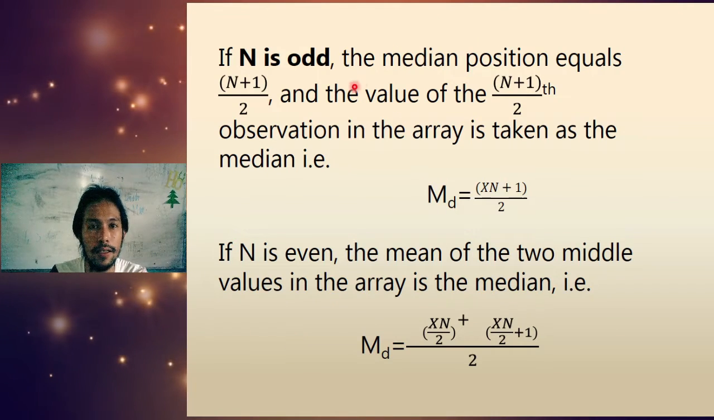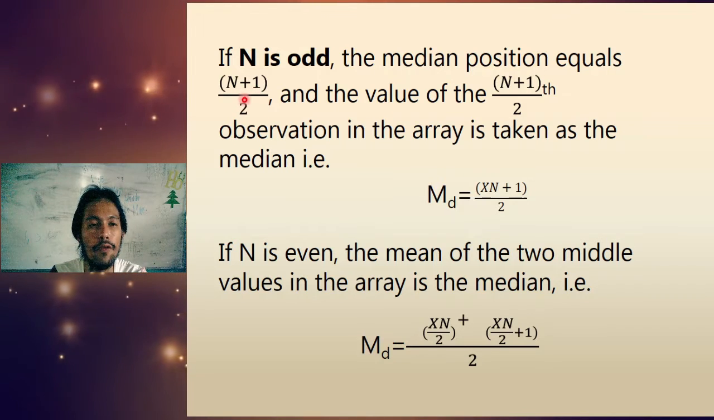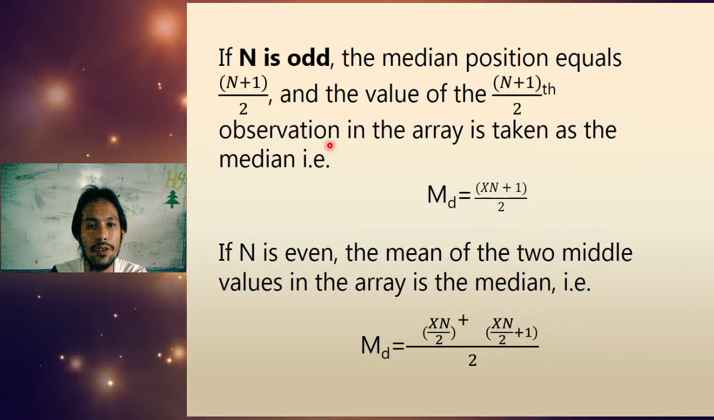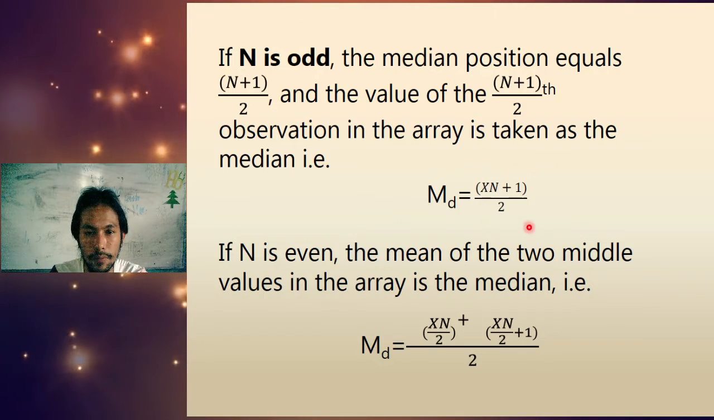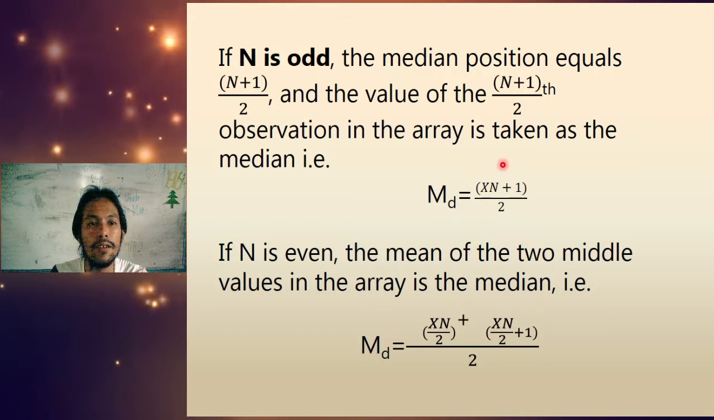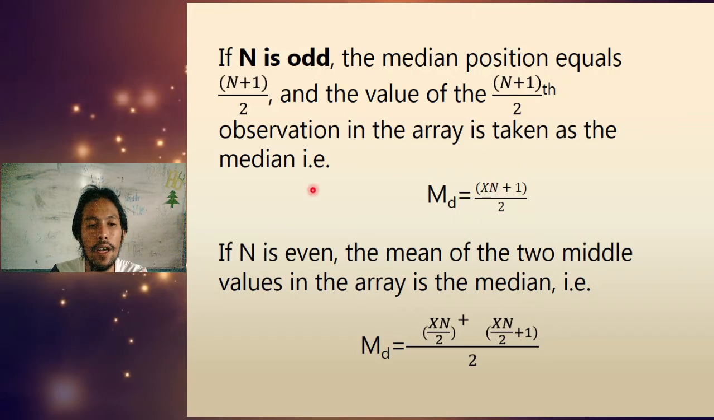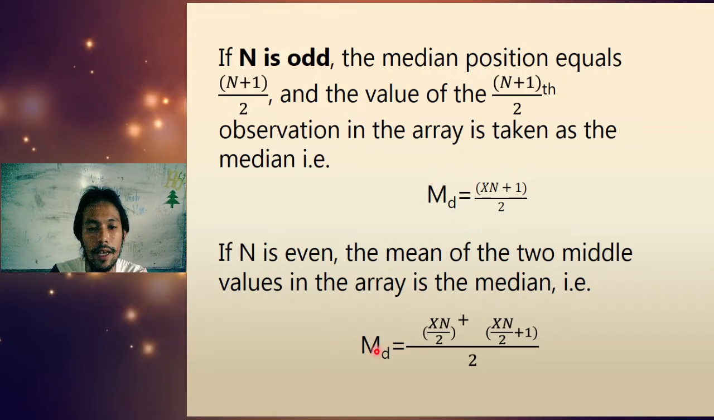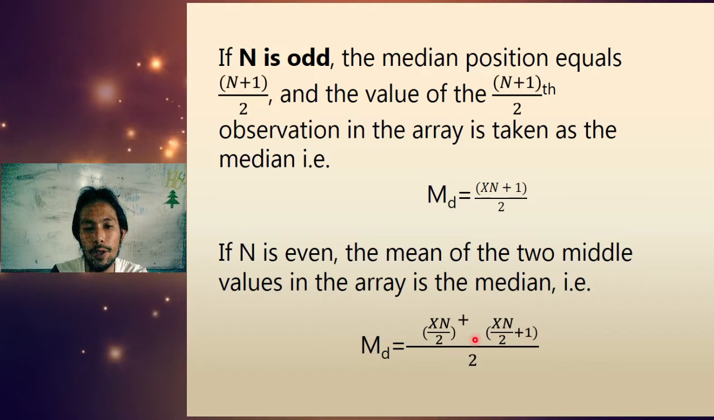If n is odd, the median position equals n plus 1 over 2, and the value of the n plus 1 over 2 observation in the array is taken as the median. That is the formula when n is odd. If n is even, the mean of the two middle values in the array is the median. So m sub d equals x sub n over 2 plus x sub n over 2 plus 1, over 2.